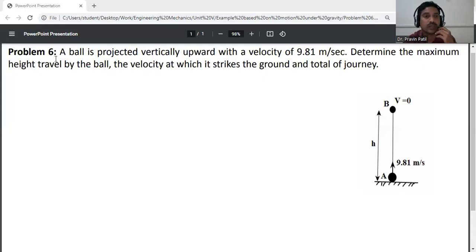Okay, so the problem: a ball is projected vertically upward with a velocity of 9.81 meters per second. Determine the maximum height traveled by the ball, the velocity at which it strikes the ground, and the total journey. First of all, write down the given data. Solution of this example.